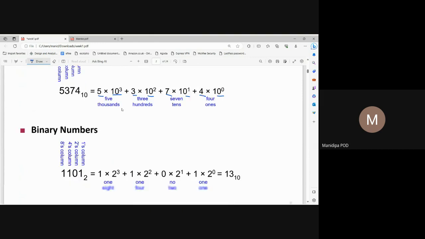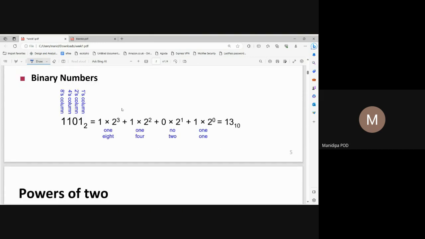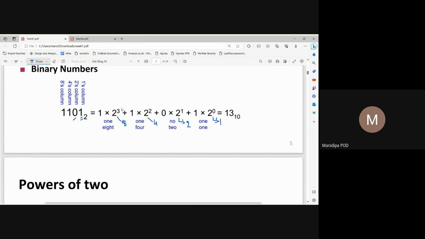Similarly, we can write binary numbers like this. This one is in the ones column, so we will write it as 1 into 2 to the power 0, which is basically 1. Now this is in the 2's column, so we write it as 0 into 2 to the power 1. Similarly, this is the 4's column and this is the 8's column. So if we want to convert this 1101 into its decimal equivalent, this is how we will do the conversion. Okay, I'll take one more example here.